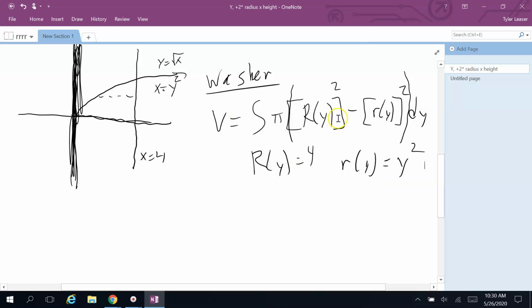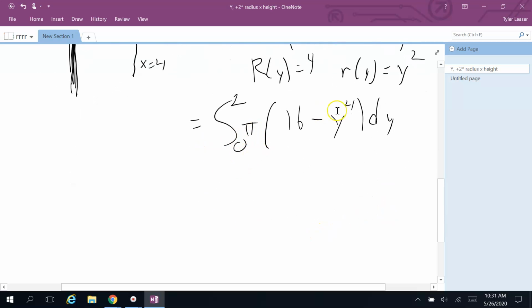All right, if I plug this into my formula now, it's going to be the integral. We do have to worry about the limits. We're going along the y-axis here. So my region starts at y equals 0, and it goes up to the y value at this intersection point here. But that y value would just be plugging 4 into the square root graph. So it's going to a y value of 2. All right, pi. The outside radius squared is just 4 squared, 16, minus the inside radius, which is y squared, all squared, y to the 4th.